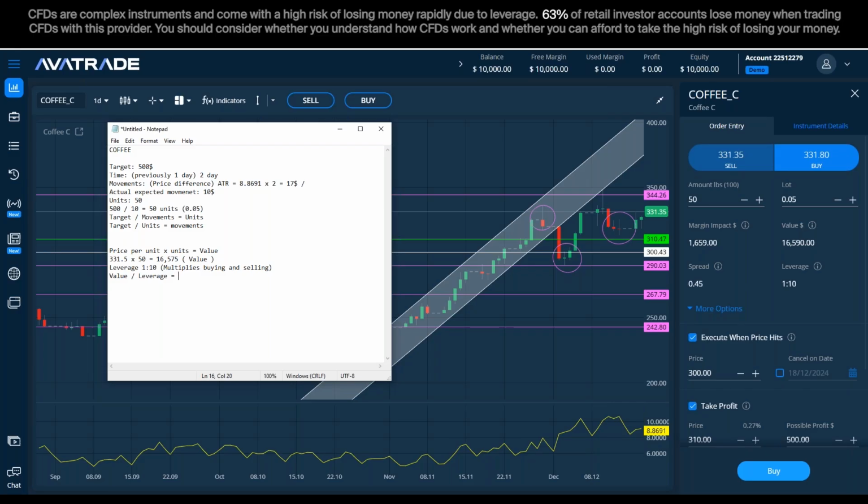Value divided by leverage equals margin impact. Margin impact equals the necessary amount to open a position. Okay, this is super simple. The reason that I'm teaching you this is because there might be traders that are using MT4 or MT5. And guys, I want you to know how to do it if you want to open a position and you want to know how much margin you need. So this is how it can be done. But if you're using this interface, it's done automatically.